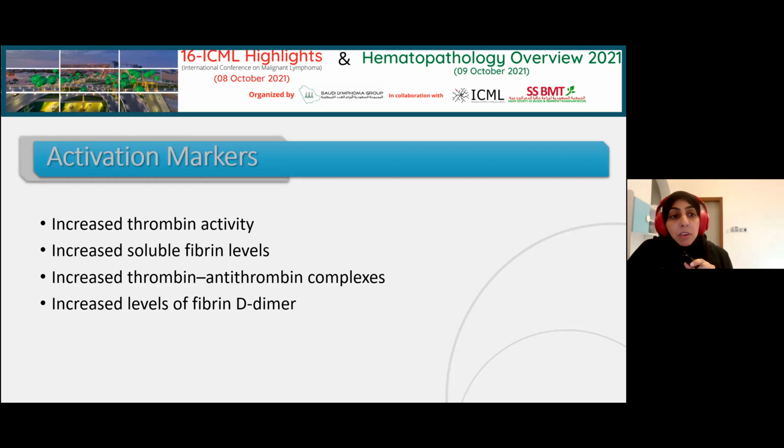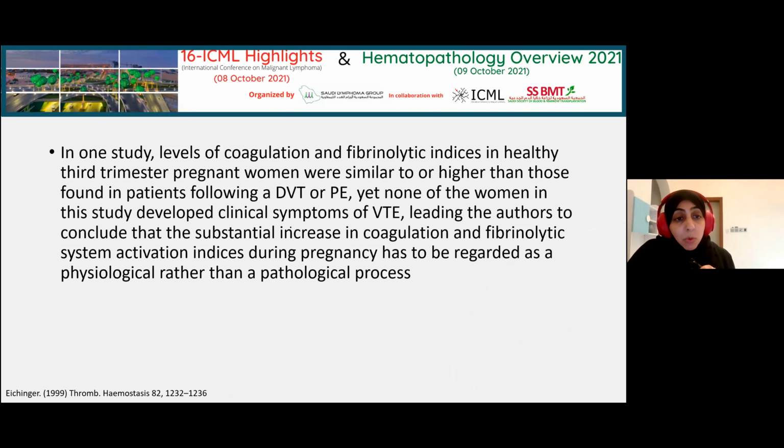The activation markers seen in pregnancy: there will be an increase in thrombin activity, soluble fibrin level, increased thrombin-antithrombin complex, as well as an increase in the D-dimer, which is a sign of fibrinolysis. In one study, it has been shown that the coagulation and fibrinolytic indices in healthy third trimester pregnant women were similar to or higher than those found in patients following DVT or pulmonary embolization.